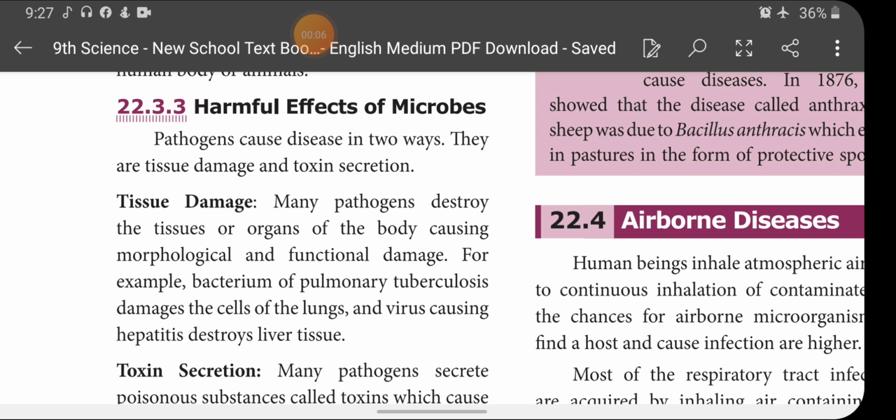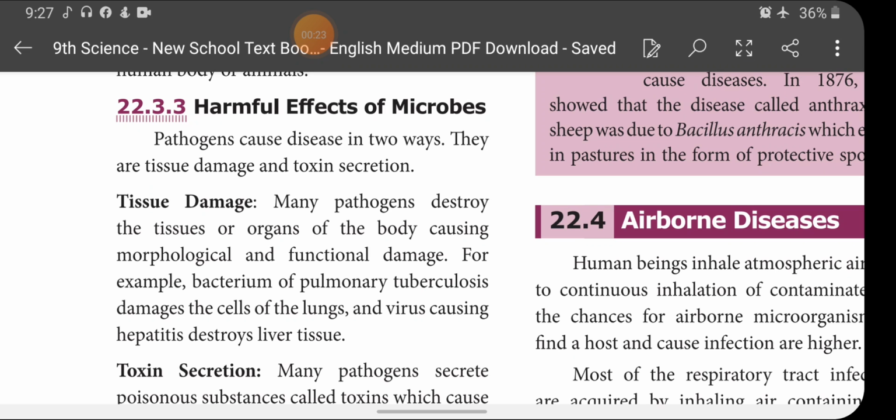Today I am going to start with harmful effects of microbes. Pathogens cause disease in two ways: tissue damage and toxin secretion. Pathogens, you know very well: the disease causing microbes are called pathogens.